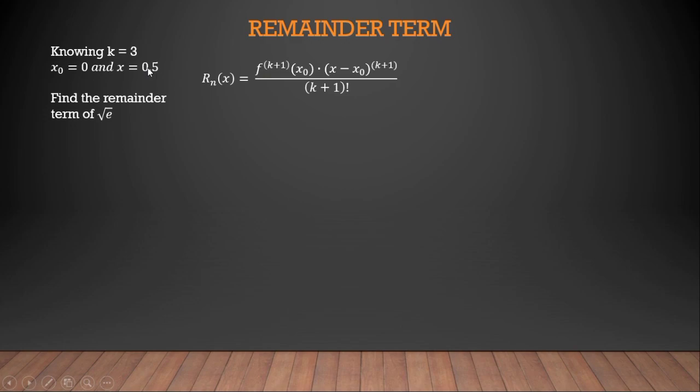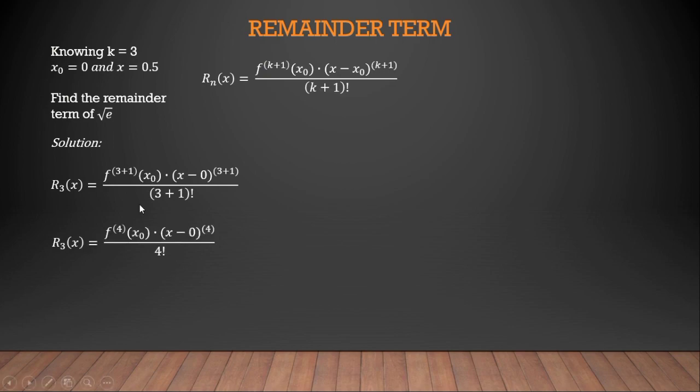If our x is 0.5, then wherever x is, we're going to put 0.5. And then wherever our x naught is 0, we're going to put a 0 there. But then we have our derivative of this guy here. So meaning we'll have to find the fourth derivative of e to the power x. And we know that the fourth derivative of e to the power x is just simply 1, right?